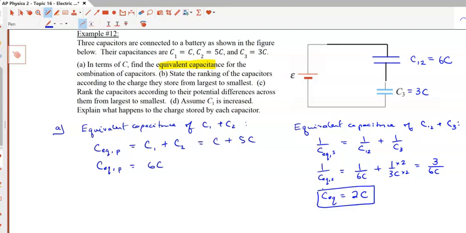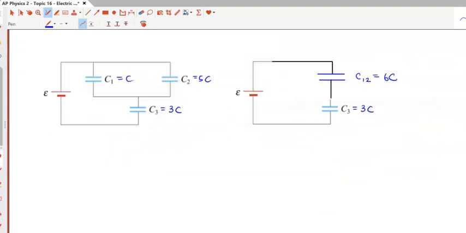Okay, so now a little bit trickier part. We need to rank the capacitors according to the charge from largest to smallest. So maybe I'm going to just do this on another page here. Okay, so we now move on to part B. And I'm going to have these two drawn circuits here just to help discuss what's going on.